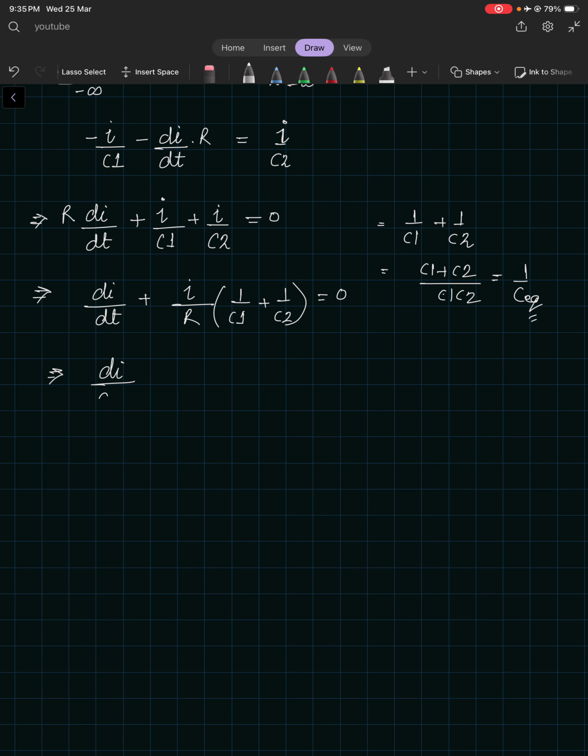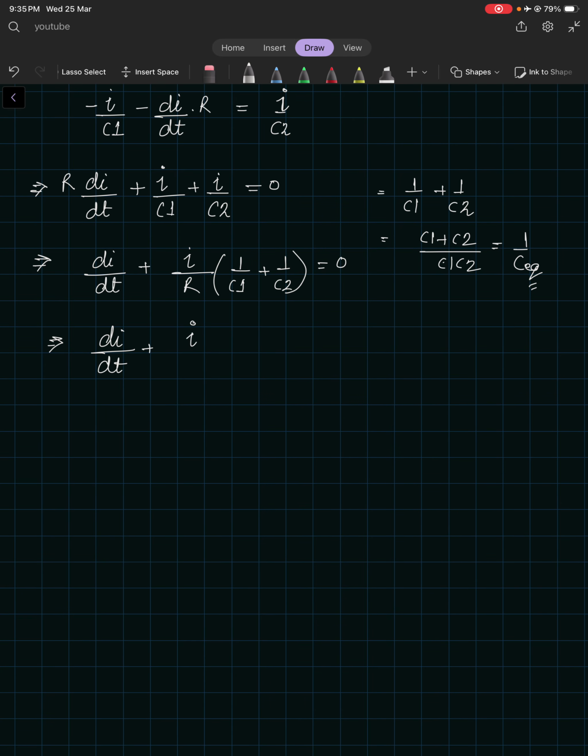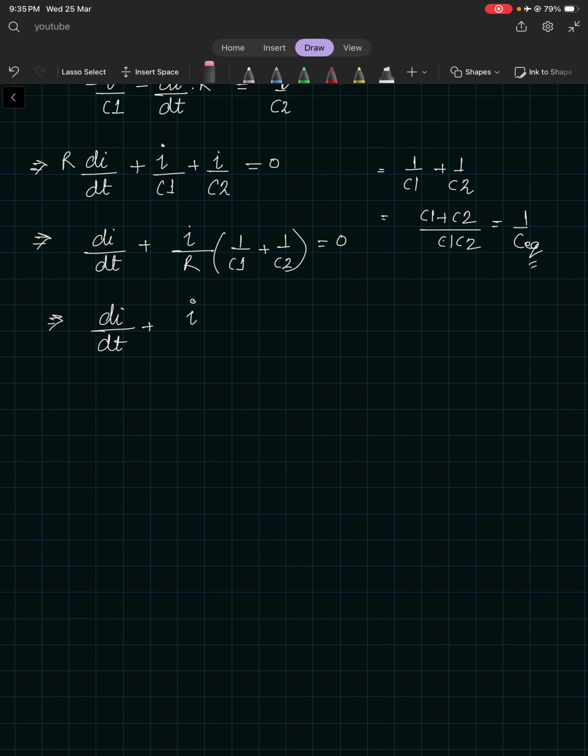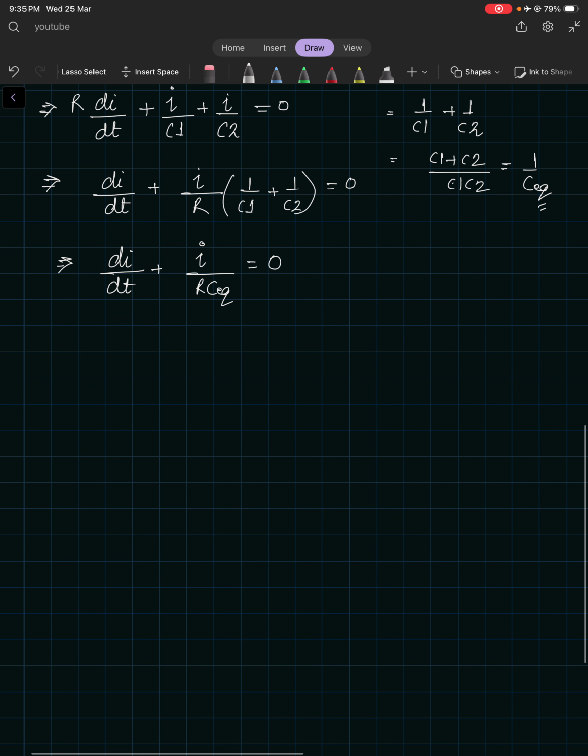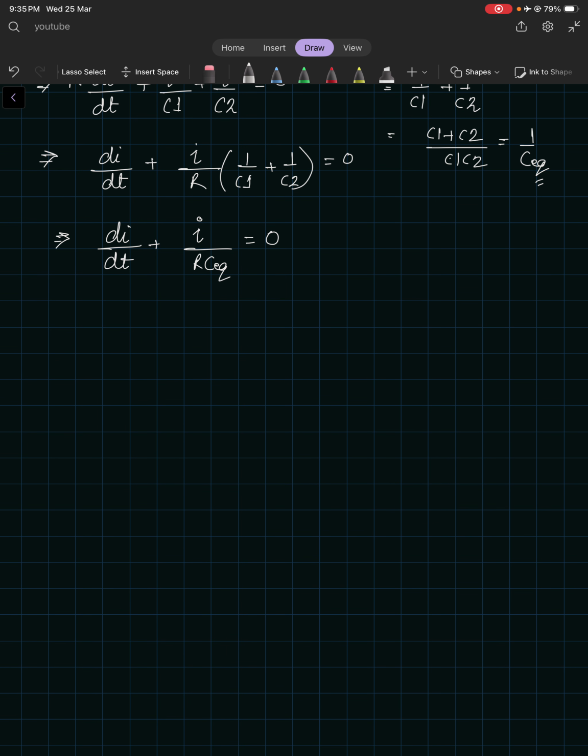I'm just trying to simplify these 1 by C1 plus 1 by C2 terms. It has become 1 by C equivalent, so I can write it as R into C equivalent, di by dt plus I equal to 0. Now this has become a very simple differential equation, right? This is a homogeneous differential equation. You can see there is no term present on the RHS side. Homogeneous differential equation.